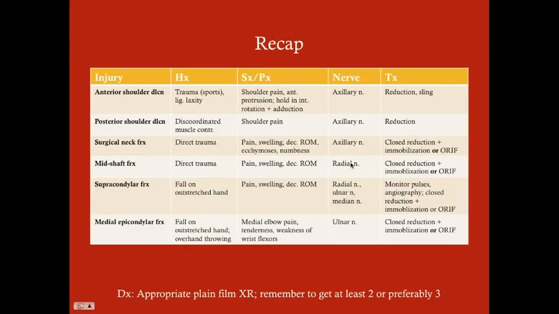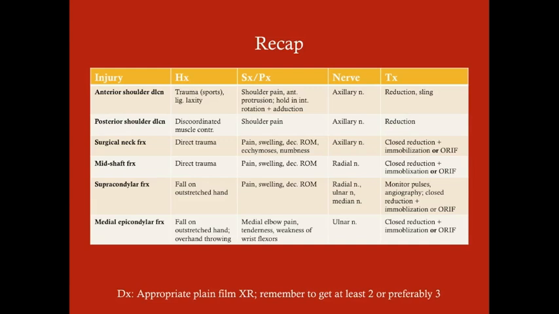So just to recap, we have our shoulder dislocations. Most commonly they're the anterior shoulder dislocation. Usually these patients will have a history of trauma, usually in sports, and ligamentous laxity is another possible cause, either if they've had a previous anterior shoulder dislocation, or just some patients have a congenital predisposition to shoulder dislocation.